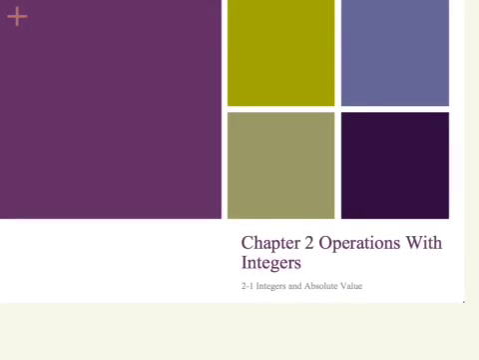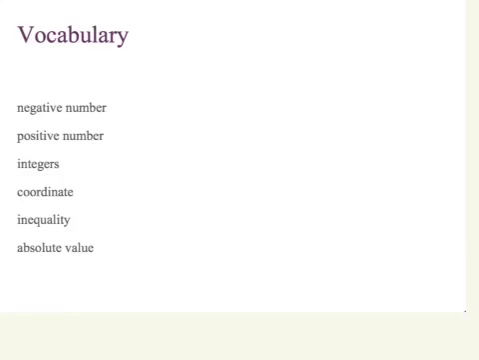Welcome to Pre-Algebra Chapter 2, Operations with Integers. We're going to be taking a look at the first section, Section 2.1, Integers and Absolute Value. We have a number of vocabulary words to be working with in this particular section, so we're going to take a look at negative numbers, positive numbers, integers, coordinate, inequalities, and absolute value.